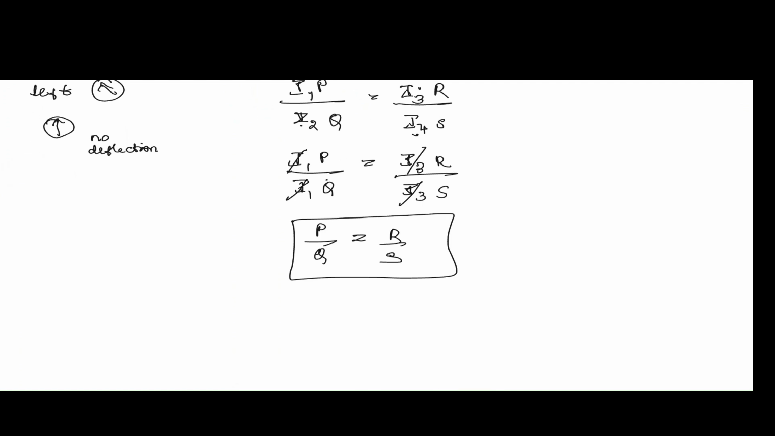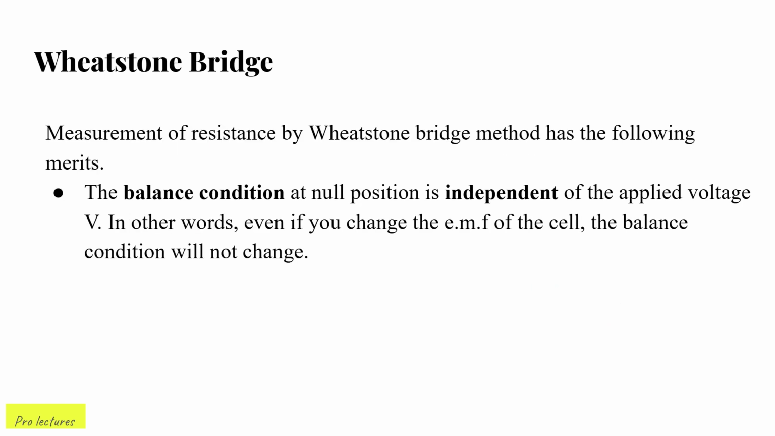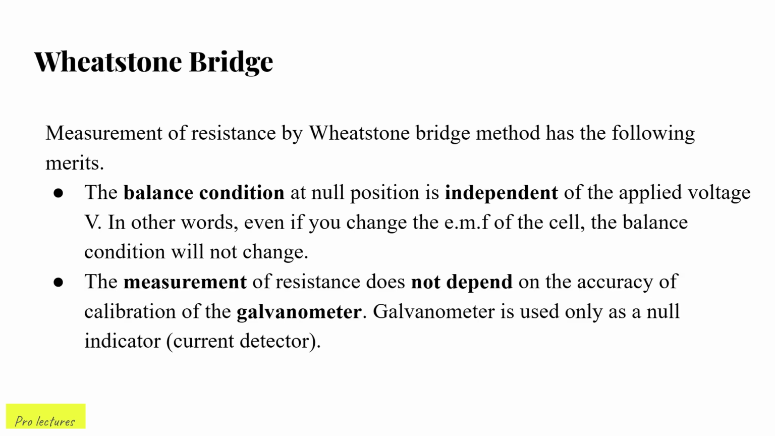We saw that S is the unknown resistor. With this equation, we can find the unknown resistor as RQ by P. The measurement of resistance by the Wheatstone bridge method has the following merits. The balance condition at null point is independent of the applied voltage V. In other words, even if you change the EMF of the cell, the balance condition will not change. The measurement of resistance does not depend on the accuracy of calibration of the galvanometer. The galvanometer is used only as a null indicator.